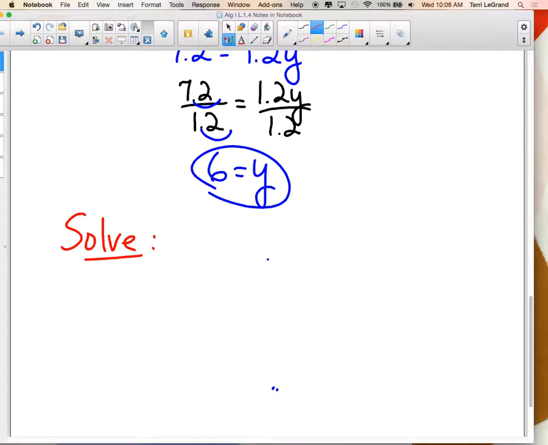Here we go. 3/4 A plus 1/2 equals 7/8. Well, what would our first move be in this one? What would we do first in this one? AJ?